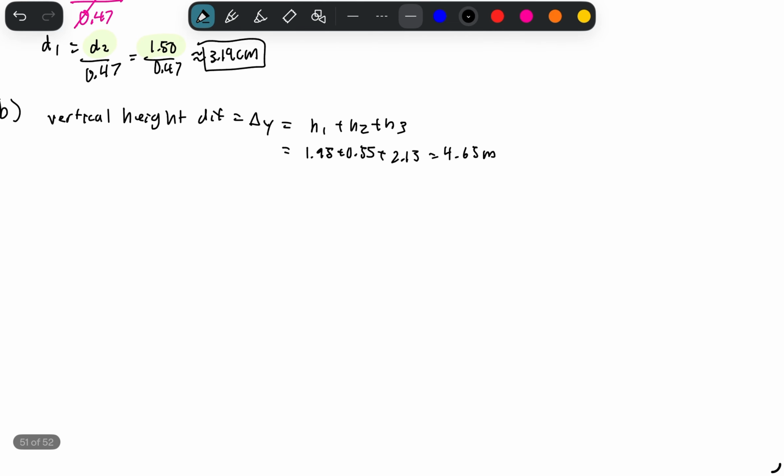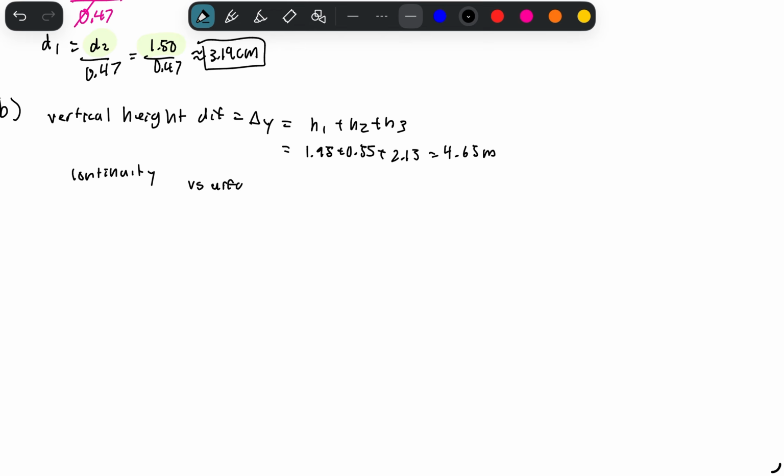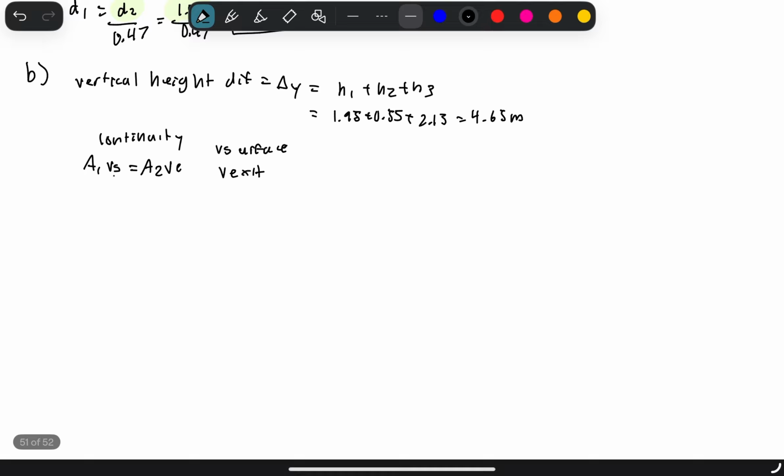Now we can use our continuity concept. We know that Vs, we'll just label this as the speed at the surface, and then Ve is equal to the speed at the exit. So then we have our continuity equation, which is A1 Vs is equal to A2 Ve. So then we want to isolate for the Vs, A1 over A1, and then this is going to cancel out like that. Then Vs is equal to A2 Ve over A1.